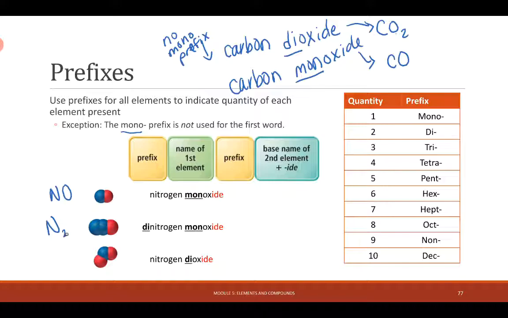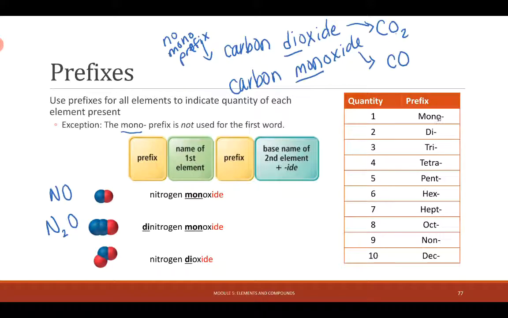You got it. 2 nitrogens here, and then 1 oxygen. So nitrogen comes first in the chemical formula. It also gets named first. We do put a di prefix on it, and monoxide here.